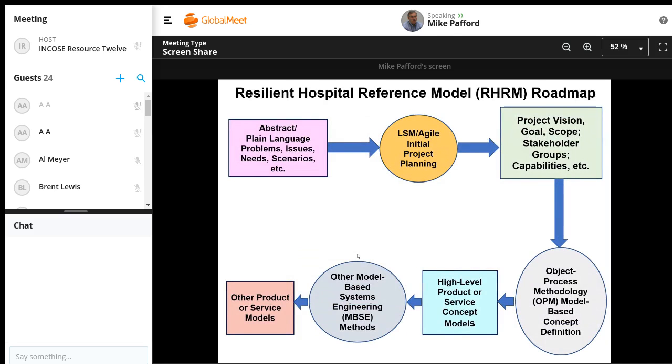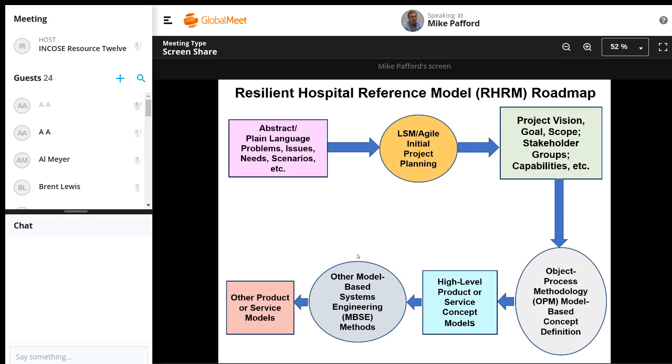This slide is one that, if any of you at other INCOSE events have had a chance to go through any of the Lean Startup Method and Agile for initial project planning tutorials that I've been offering, you'll recognize. This is just another simple roadmap for our project. We have done, and continue to do, collection and elicitation of abstract, plain language problems, issues, needs, scenarios, expected capabilities, and so on. And we've done that using the Lean Startup Method and Agile systems engineering, Agile software engineering, Agile project management, initial project planning approach.